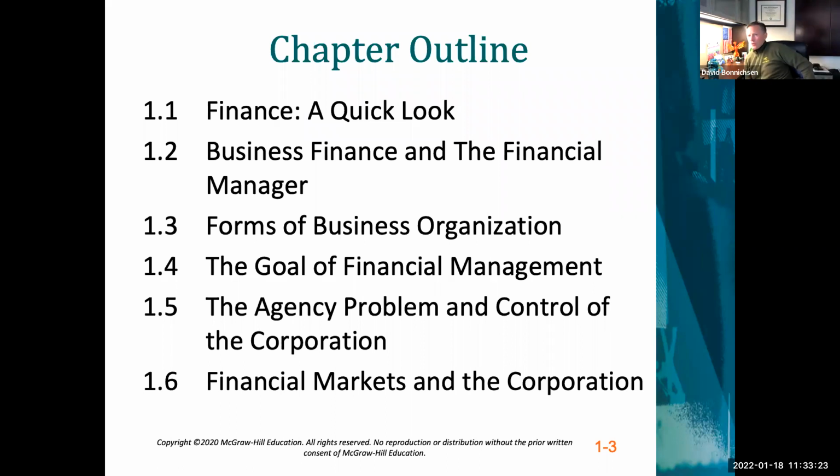We're going to talk about the 3 questions that every financial manager must ask and must answer. We have already gone through what those are. We're going to go through the forms of businesses and how they're organized, and why some have advantages over others and why some have more disadvantages. We're going to talk about what's called the agency problem.